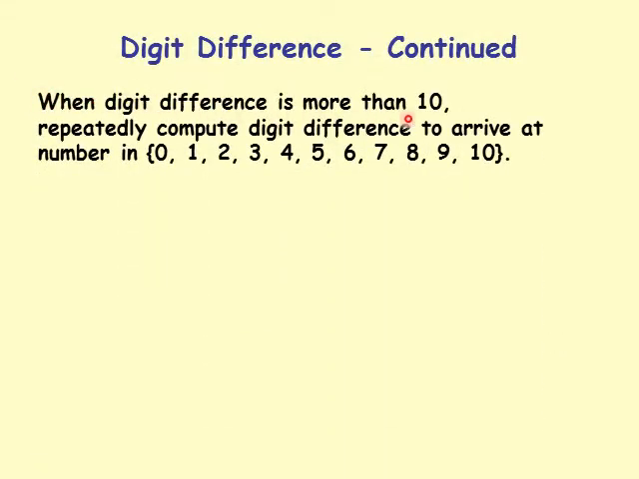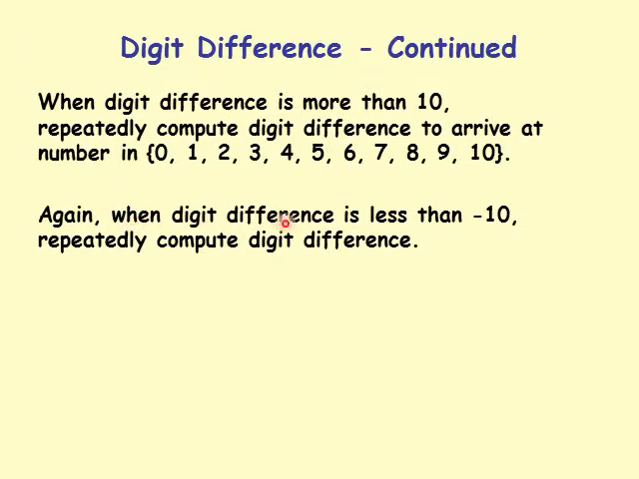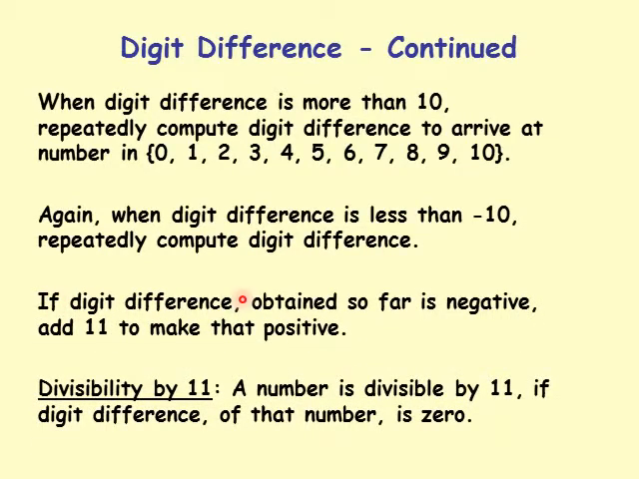Okay, when a digit difference is more than 10, we repeatedly compute digit difference to arrive at a number in 0, 1, 2, 3, 4, 5, 6, 7, 8, 9, and 10. Let's continue. Again, when digit difference is less than minus 10, repeatedly compute digit difference again. And if the digit difference obtained so far is negative, add 11 to make that positive. Okay, and then it would be in this range from 0 through 10.